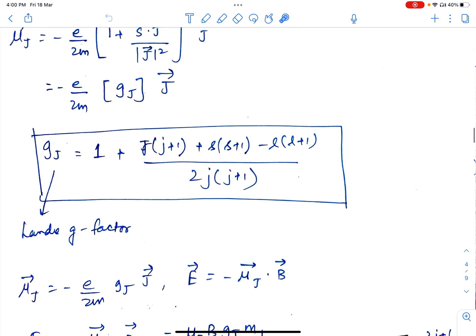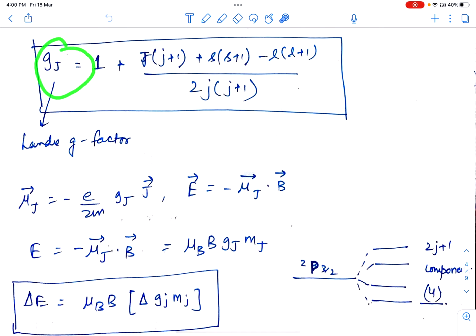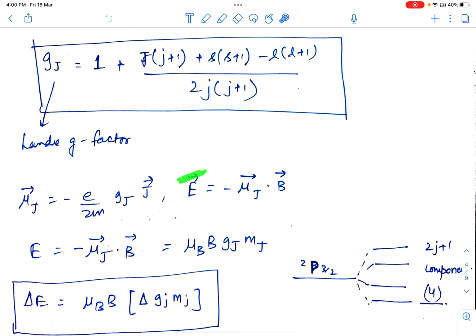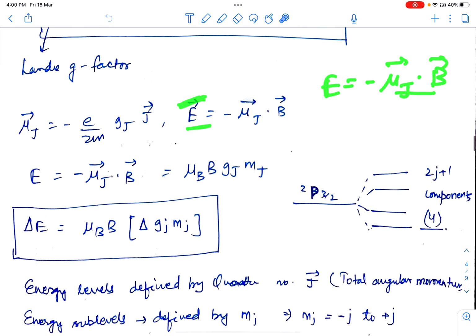So moving ahead, this is called the Landé factor. Mu J is equal to E by 2m GJ J. We have calculated the Landé factor from here. Now energy shift, what will it be? Sorry, this is not a vector, this is energy. E is equal to minus mu J dot B, right? Mu J dot B.